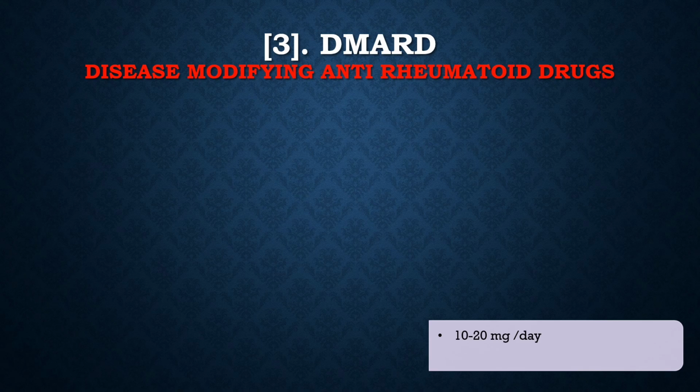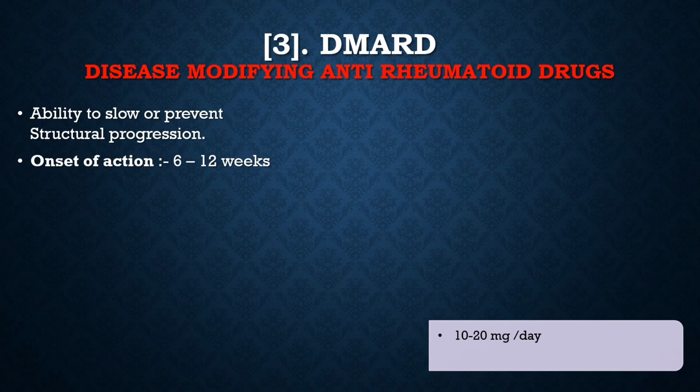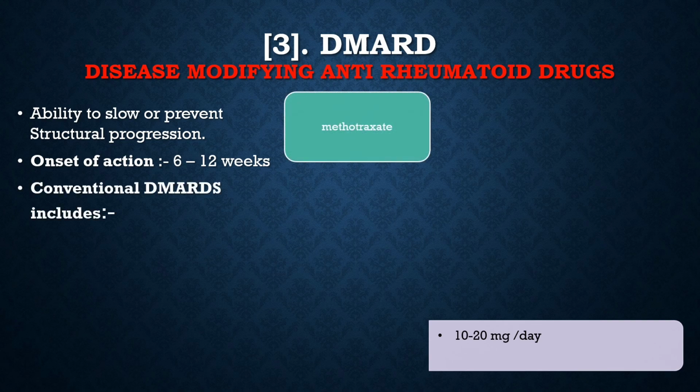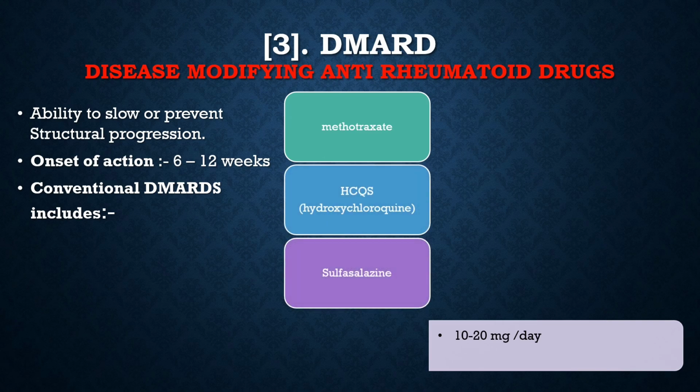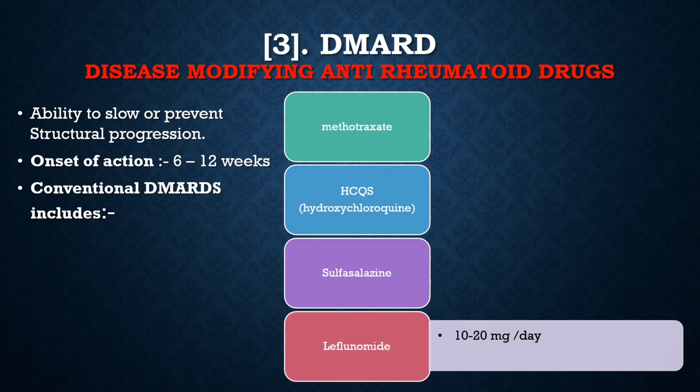Now the third most important group for the treatment of RA is the DMARD, disease modifying anti-rheumatoid drugs. These drugs have the ability to slow or prevent structural progression of the disease. But the thing is, it requires 6 to 12 weeks for the onset of action. Conventional DMARDs include methotrexate, HCQS, hydroxychloroquine, sulfasalazine, and leflunomide.